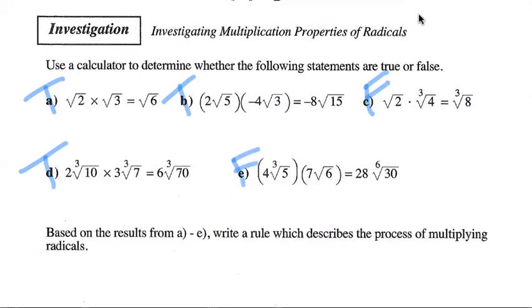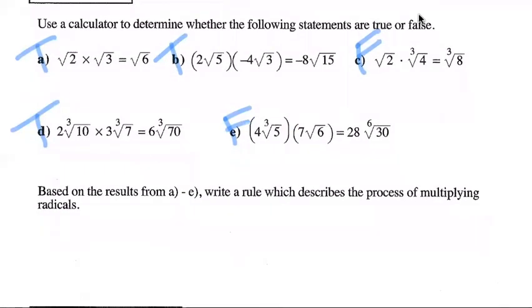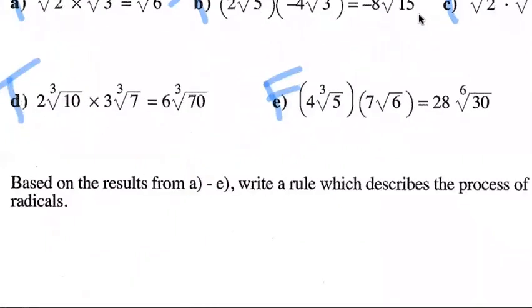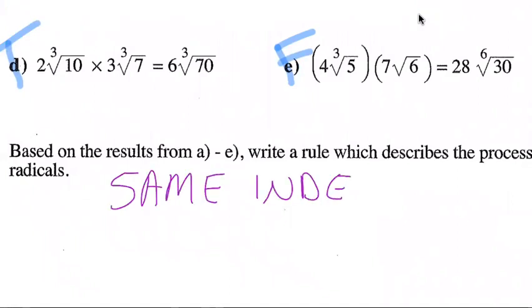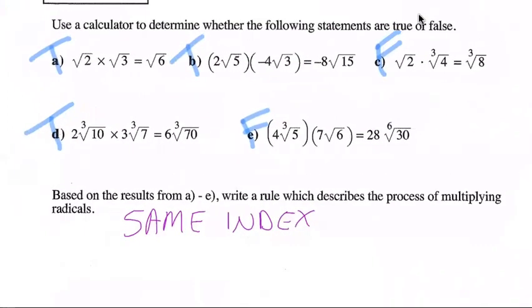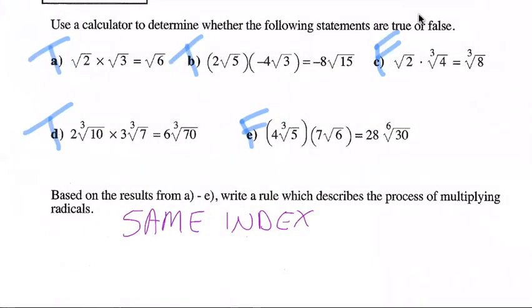And then based on those results, what do you think would be a rule to allow us to multiply radicals together? And the rule is basically, it's easy as that, they have to have the same index. Straight up, that's all it is. A, B, and D. A is square root, B is square root, D is cube root. C is a square root times a cube root, that's not going to work. F is a cube root times a square root, that is not going to work.